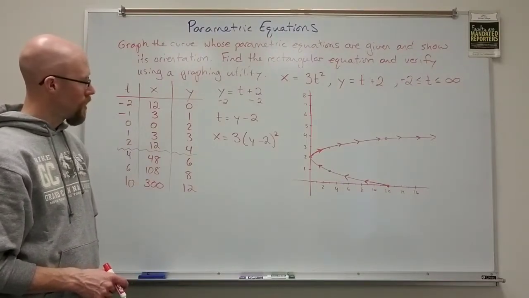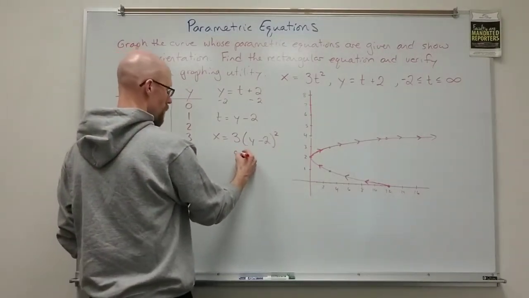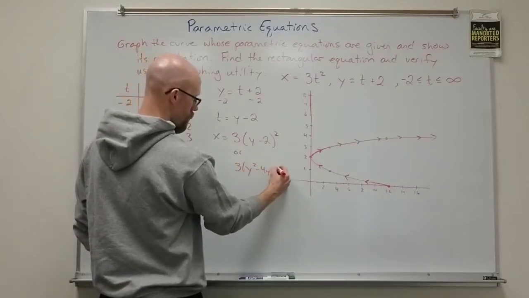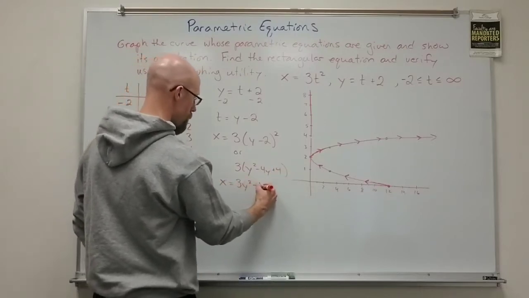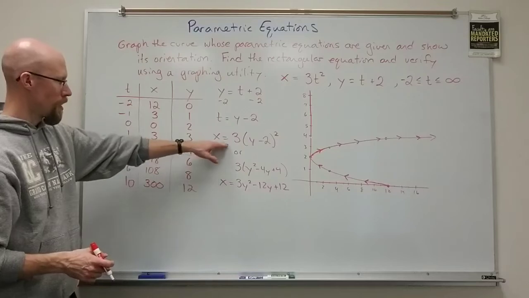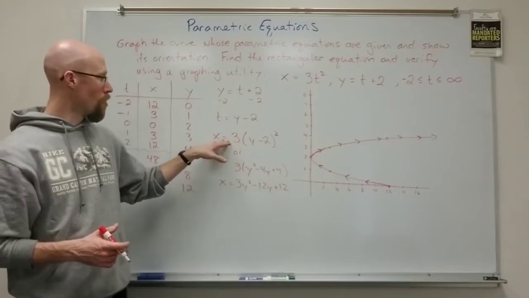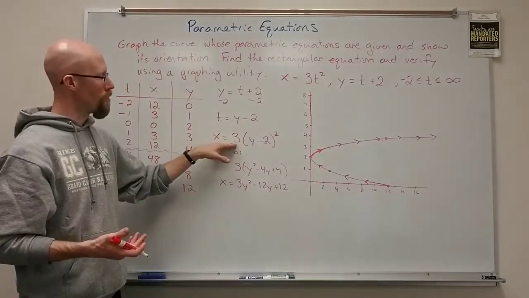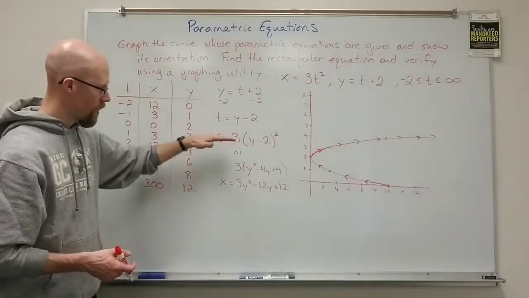And I could leave it in this form, or I could expand it. It doesn't really matter. If I expanded this out, I'd get 3 times y squared minus 4y plus 4, which is 3y squared minus 12y plus 12. Either form is fine. I won't be too picky, but I kind of like this first one just because it shows me the transformation. It's more in line with the rectangular form of a parabola that we saw when we studied conic sections. So I kind of like that better anyway.